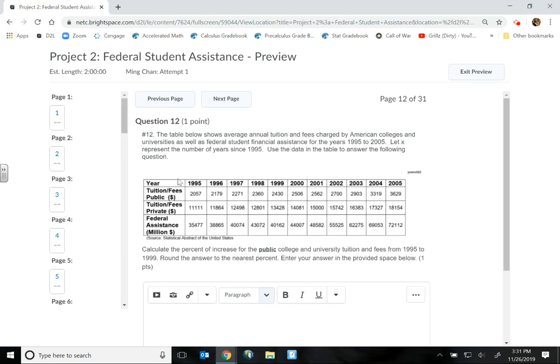As you go through these problems, you can go ahead and draw the scatter plot, because once you submit the project, you will not be able to access all these tables. So do the scatter plot as you go through these problems. It will make it a little bit easier.